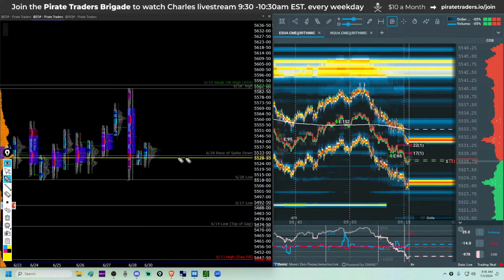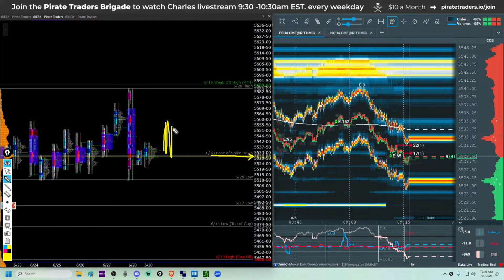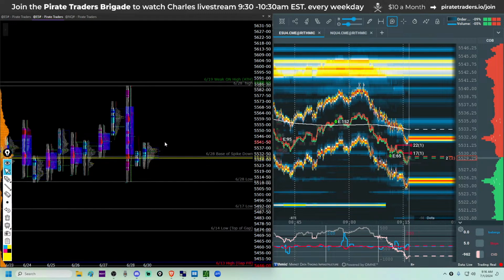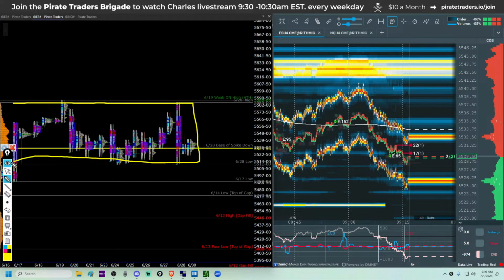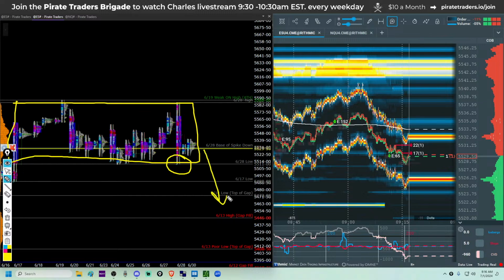If we open above the base of that spike down, if we open above 55.30, I will assume the highest probability is more sideways here today. So I'm looking over here at this balance area that the market has been in. And I'm asking myself, if the market did look below that balance on Friday, and it's not going to continue lower today, where is it likely to go? Probably to test the balance area high.